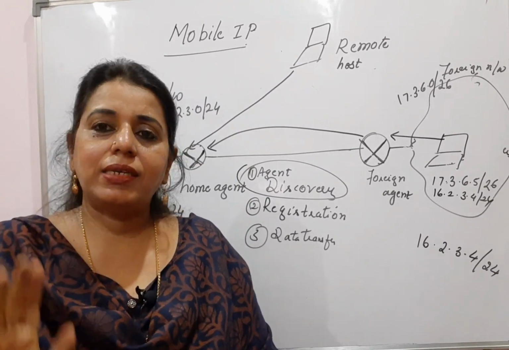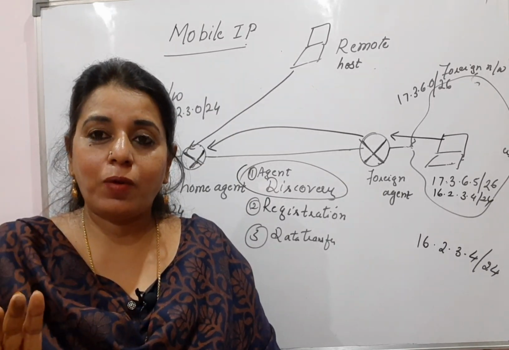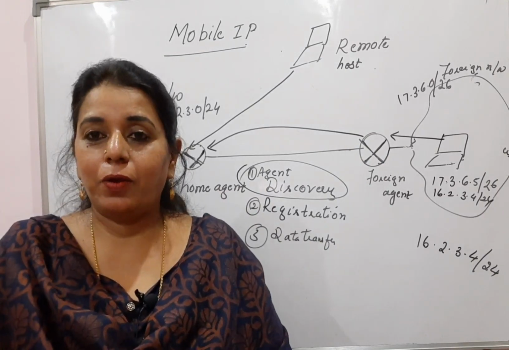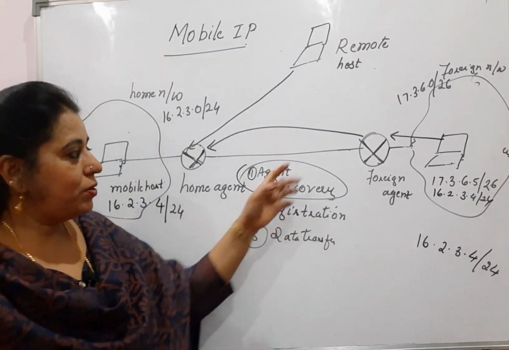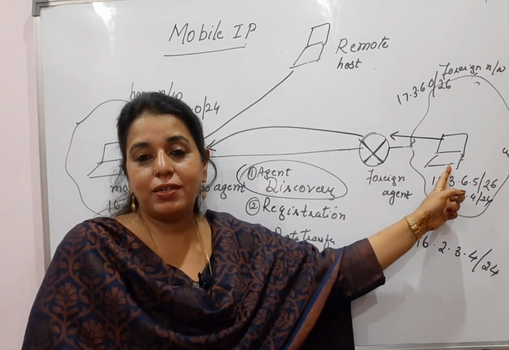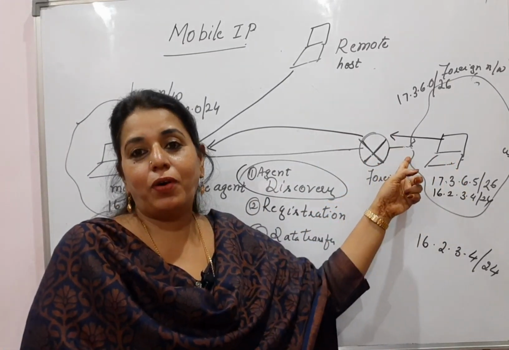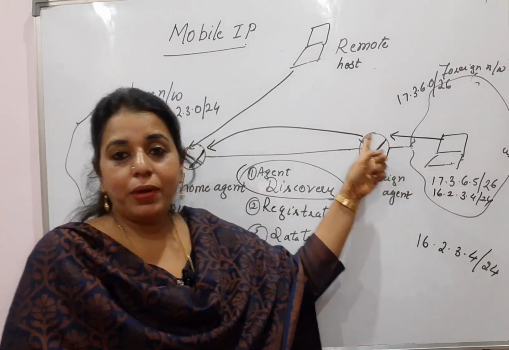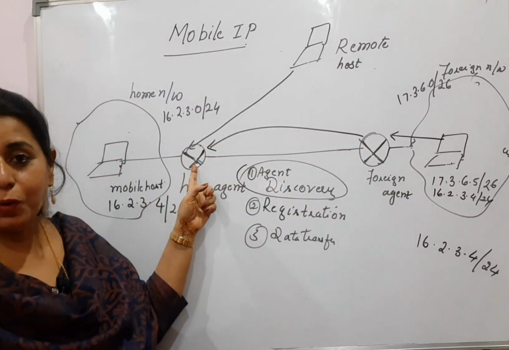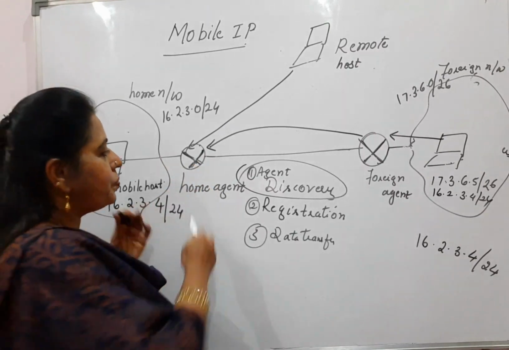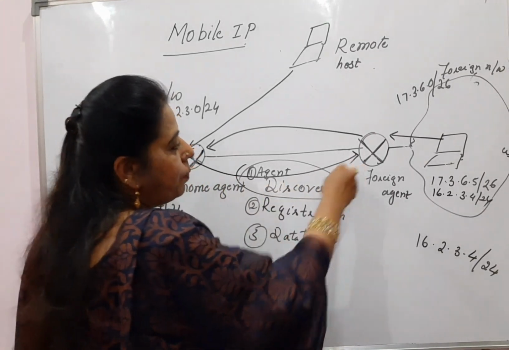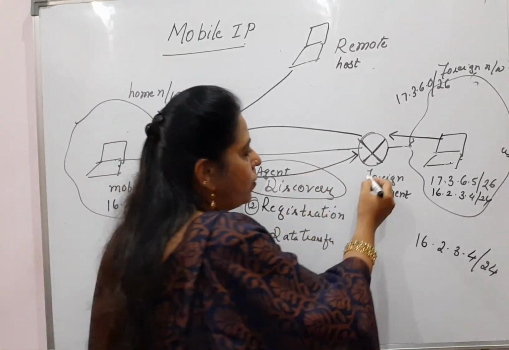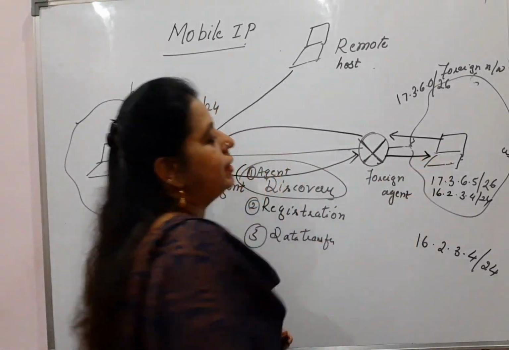That means you are not trusting anyone unless you get a correct proof from that particular candidate. Similarly, here also the foreign agent is not trusting this host. Though it is requesting registration, the foreign agent will not accept it directly. What it will do is try to get the confirmation from the home agent. When the home agent replies to the foreign agent in the registration reply message, only then will the foreign agent send the reply.